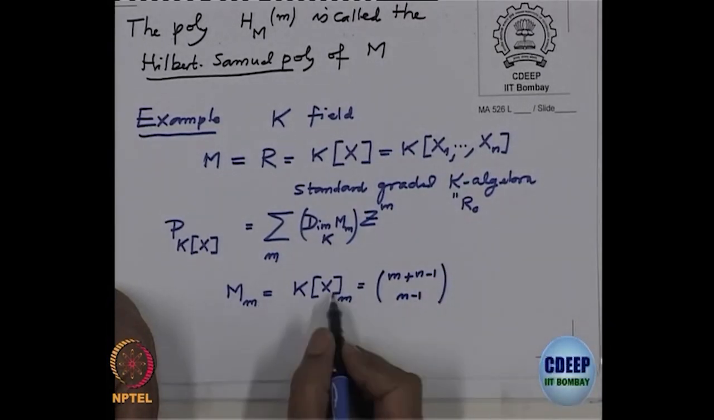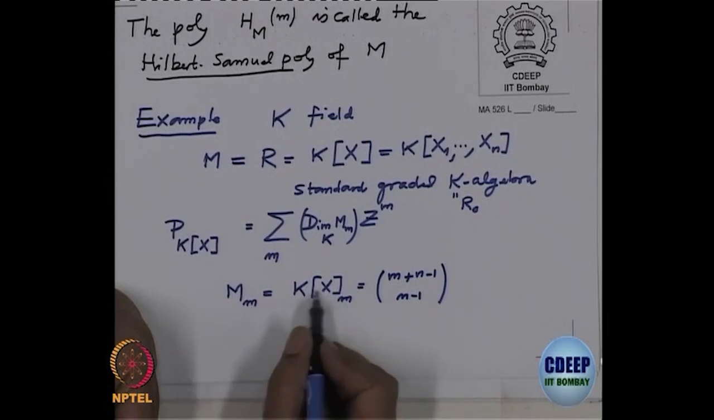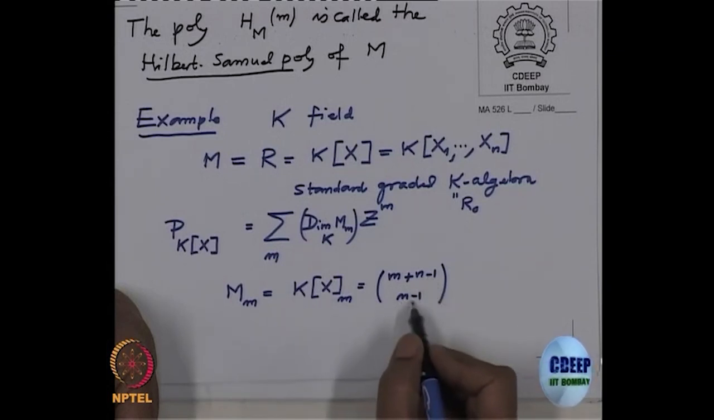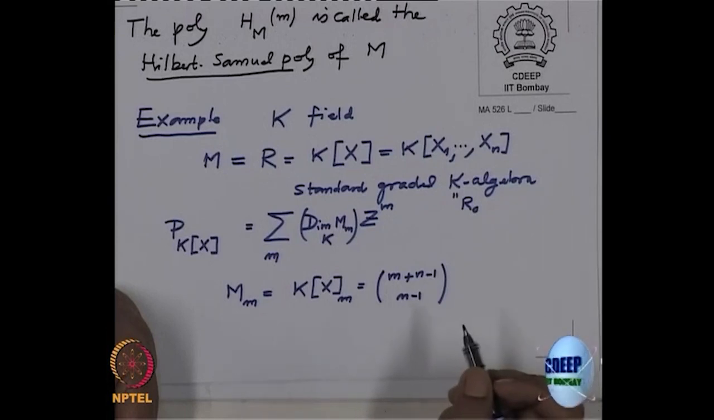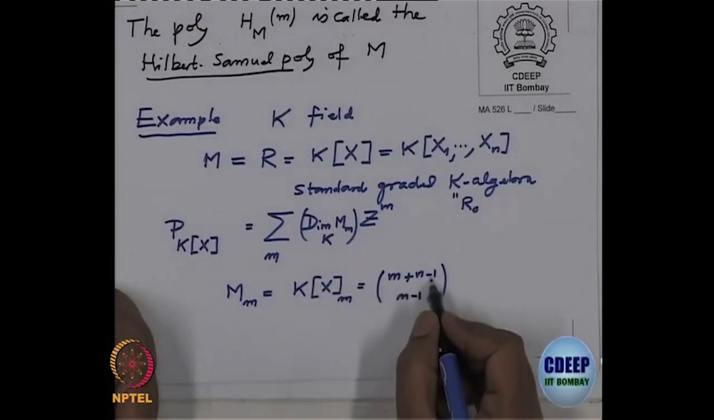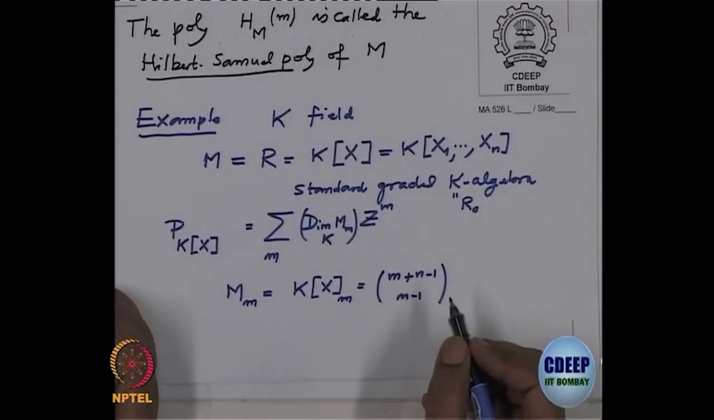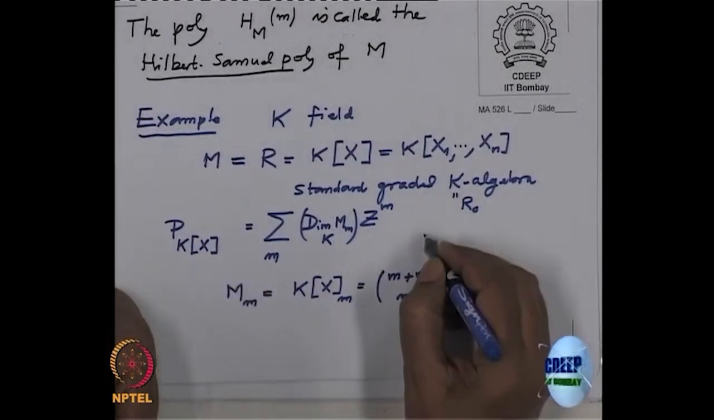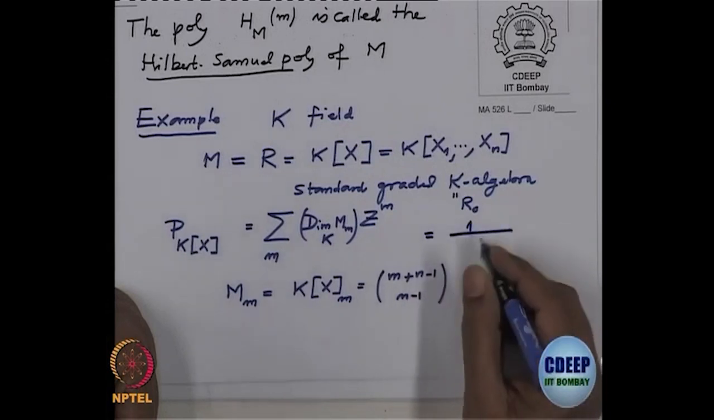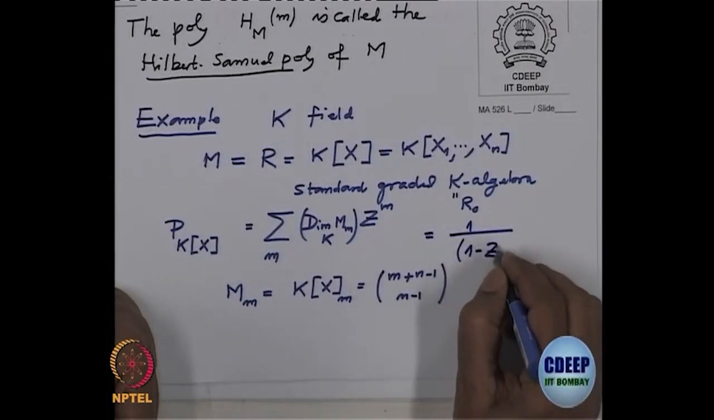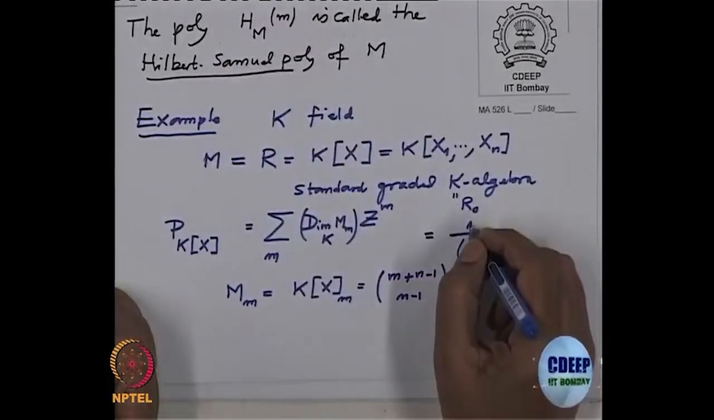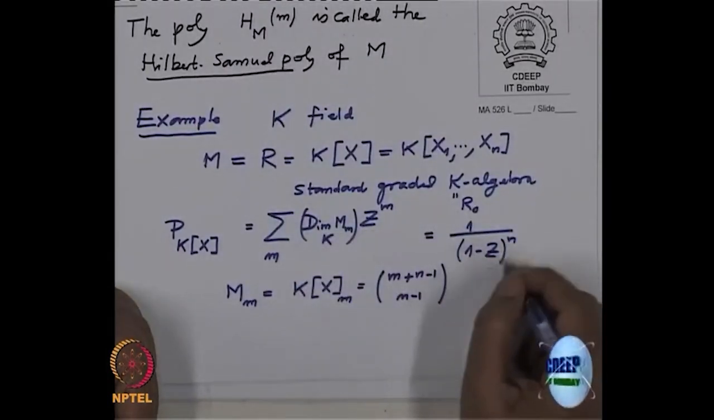You can test it by taking one variable. In the one variable case, n is 1, so it should be m plus 0 choose 0, which is 1 always. So it is actually the series 1 plus z plus z squared and so on, which is nothing but 1 over 1 minus z. This we have proved. The Laurent polynomial is 1 in this case.